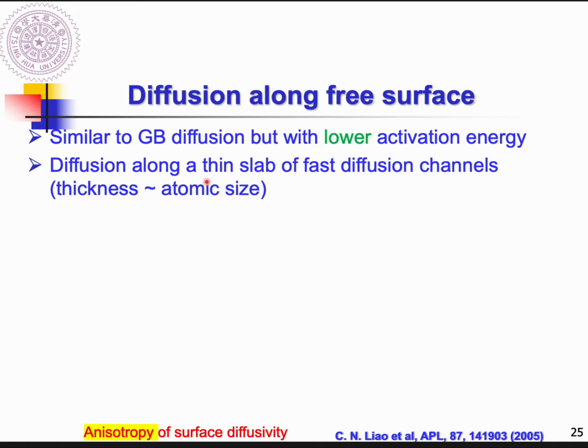So diffusion along the surface can be considered as a thin slab of fast diffusion channel, and the thickness can be considered as an atomic size. And why do we need to emphasize the thickness? Because when you calculate or estimate the effective diffusivity, you need to consider the volume fraction of each crystal imperfection site, right?